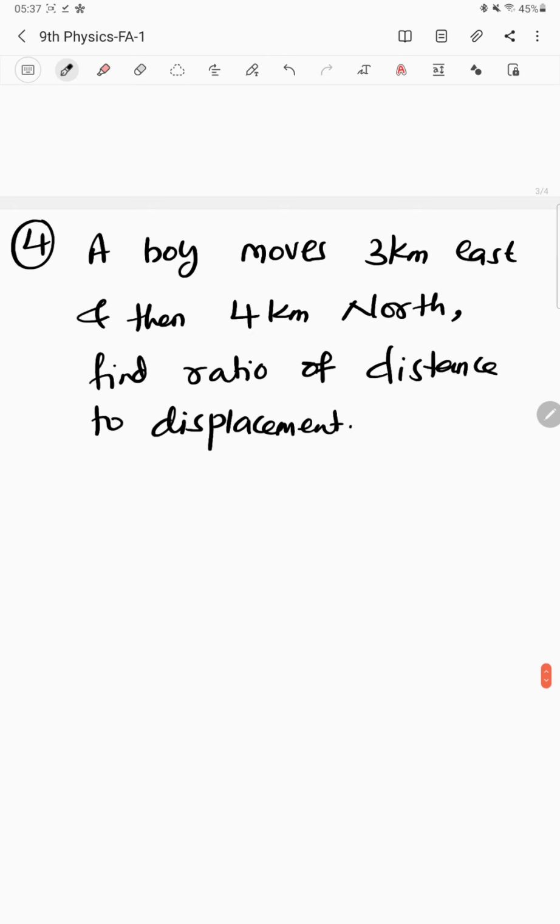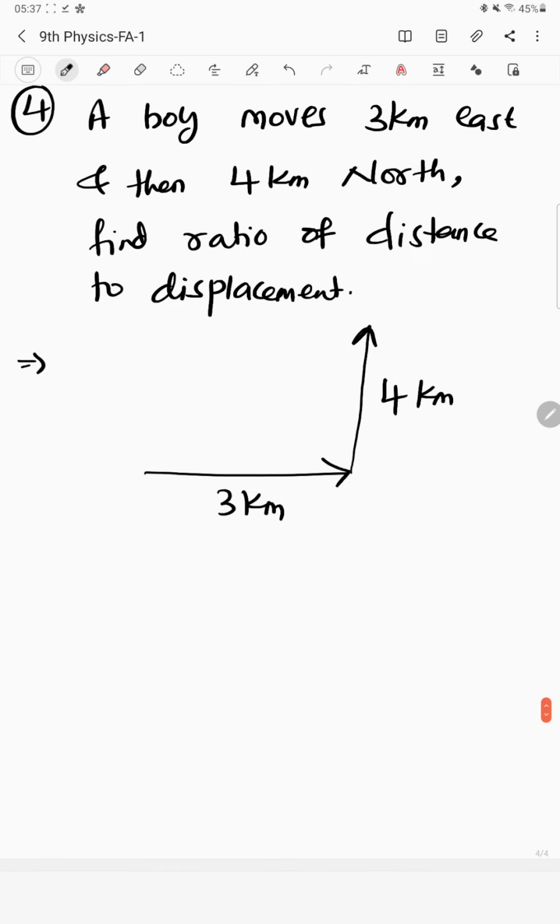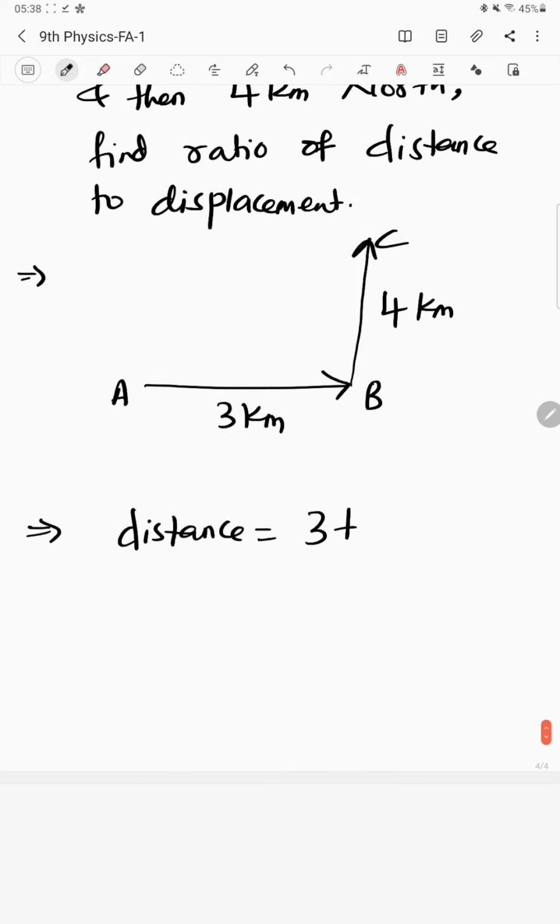Okay, fine, let us try to understand this. 3 kilometer east means everybody knows this is 3 kilometer east, then 4 kilometer north. Here is the 4 kilometer north. Now they are asking us to find the ratio of distance to displacement. Distance is quite simple, no, dear children? Distance is equal to, how much is the distance? Now let me take it as AB and this one as BC. Distance is 3 plus 4 and that is equal to 7 kilometer.